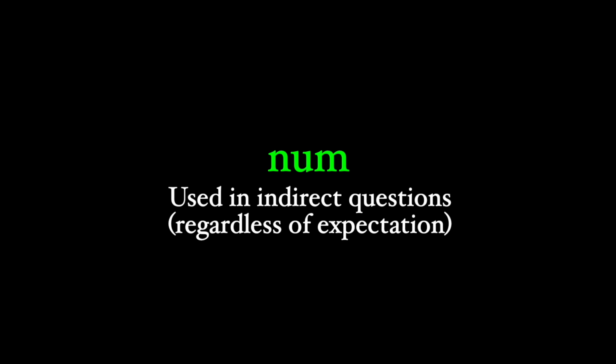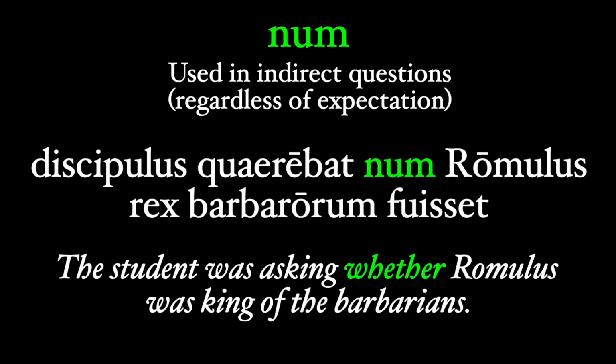One small note, num is used in indirect questions simply to introduce a yes or no question. So in the sentence, discipulus quaerebat num Romulus rex barbarorum fuisset, there's no expectation with the question. We simply translate this: the student was asking whether Romulus was king of the barbarians.